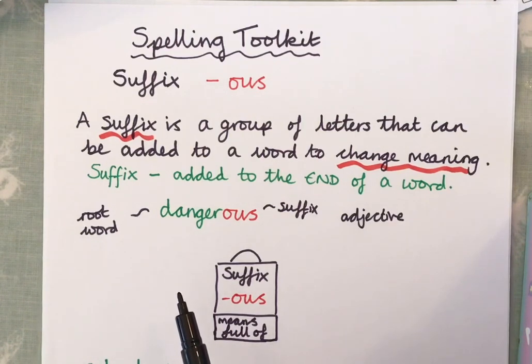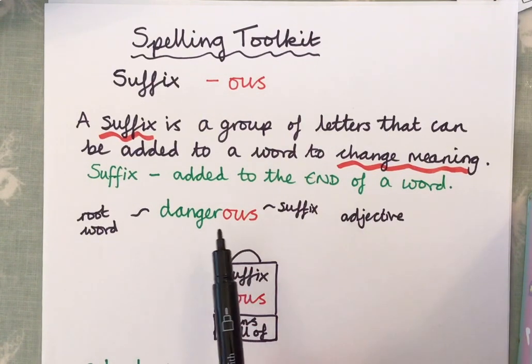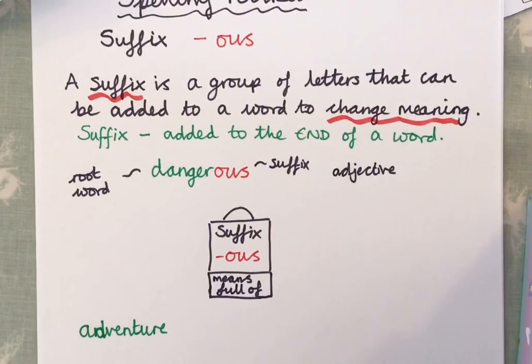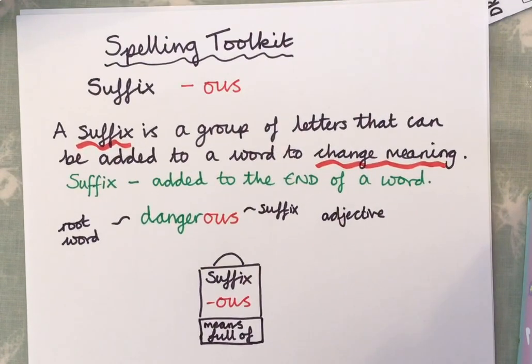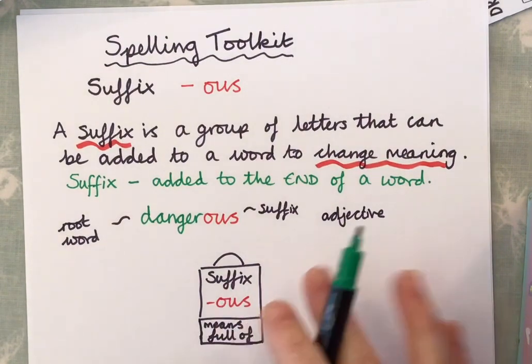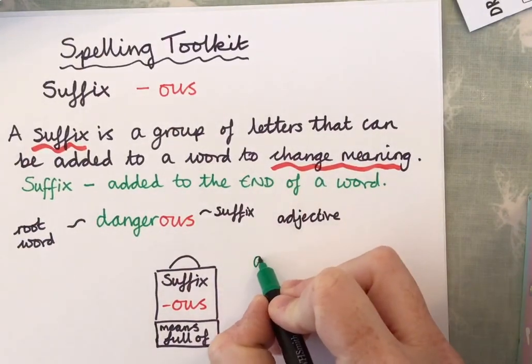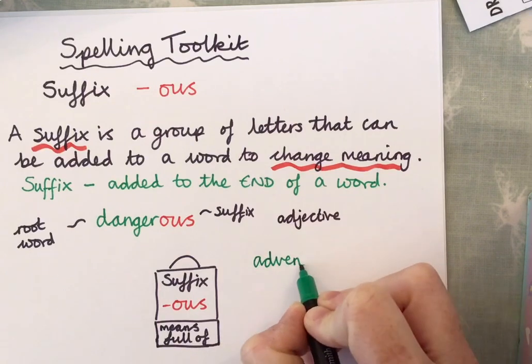Now, there are lots and lots of different ways of using -ous. When you add it on to danger, you don't have to change the root word at all. You can just add O-U-S to make dangerous. But there are a few words that we do need to make changes to, and it's nothing unusual compared to what we've already looked at. So I'm going to write a root word now, and I'm going to write adventure.